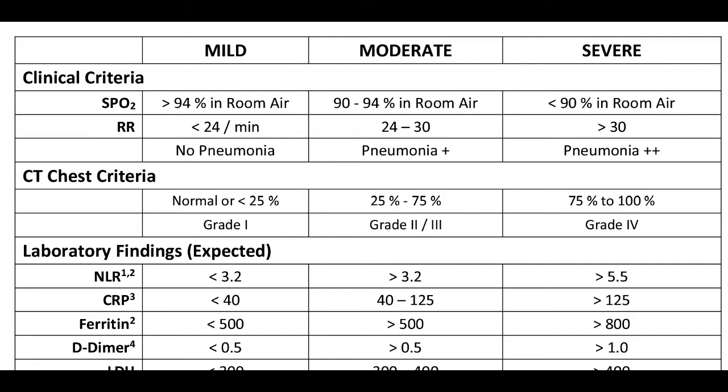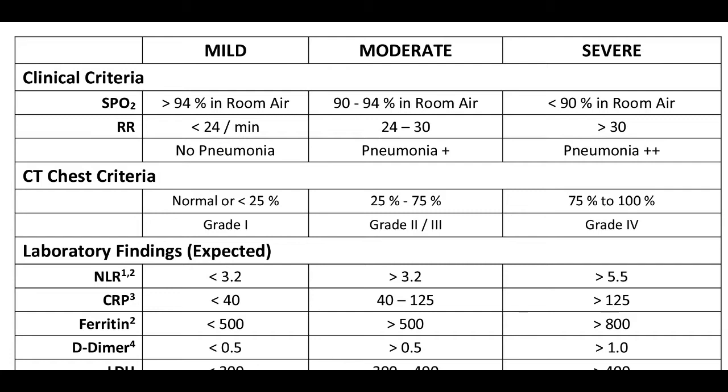Based upon the clinical criteria, we take SpO2 and respiratory rate, and based upon CT chest criteria, we consider the involvement of the lungs, and lastly, we consider laboratory findings. First, let us see the clinical criteria, in which we see the saturation of oxygen and respiratory rate. The saturation of oxygen is measured by the pulse oximeter. It's a special handheld instrument which can be fit onto the finger. It is available in all the chemist shops. One can buy it very easily over the counter.